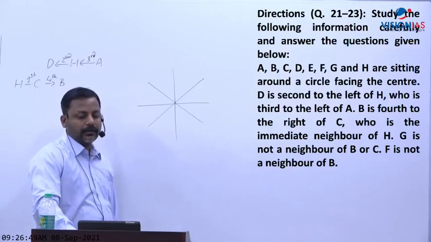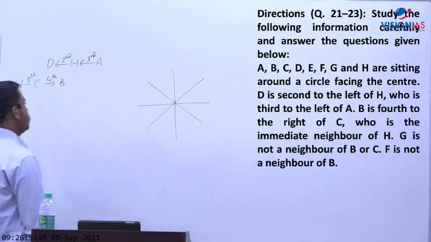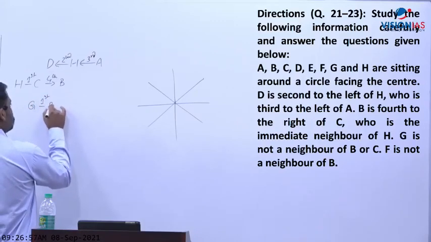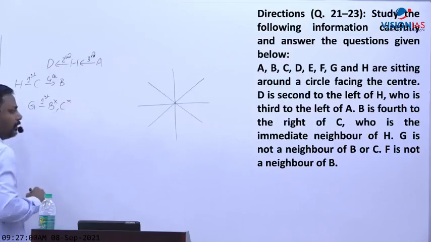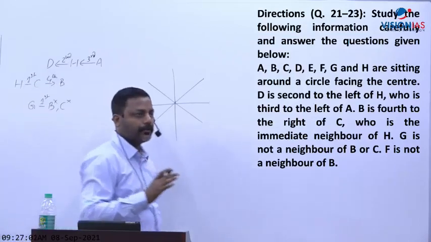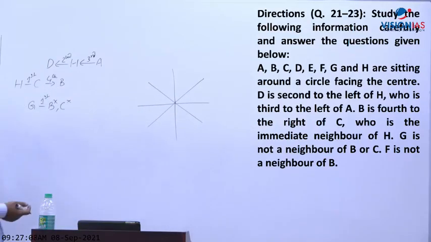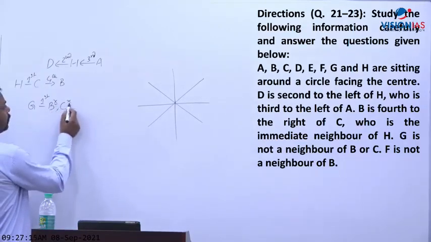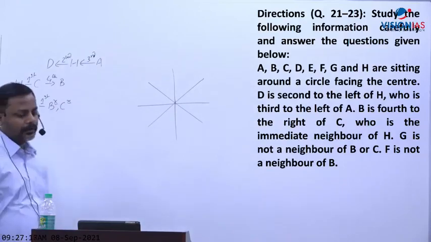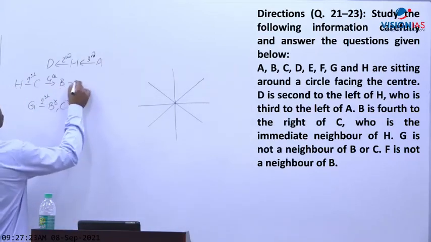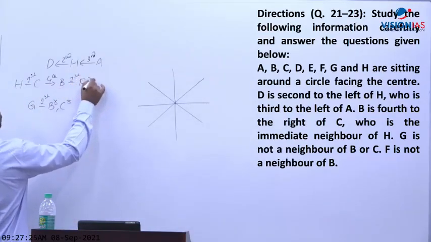G is not an immediate neighbor of B or C. So we cannot put G on the immediate positions of B or C. Since we cannot put G over there, this information is a negative information. Whenever we get a negative information in a seating arrangement, we will put a cross mark here. And F is also not a neighbor of B.